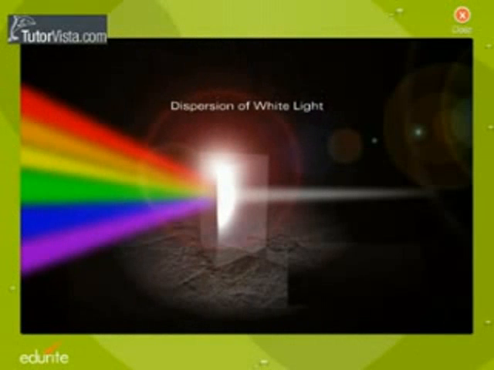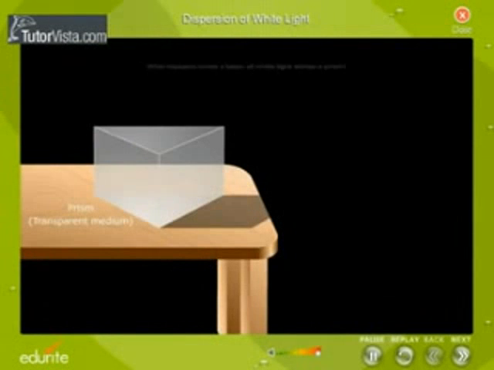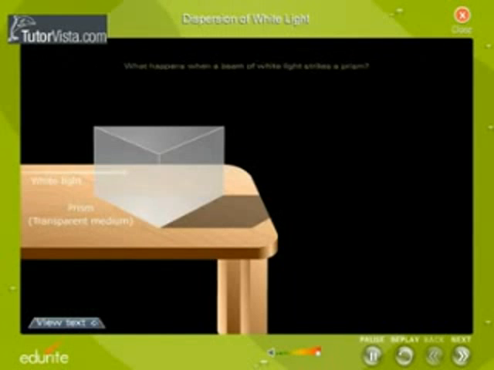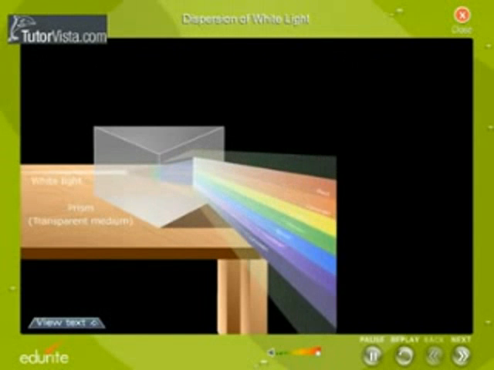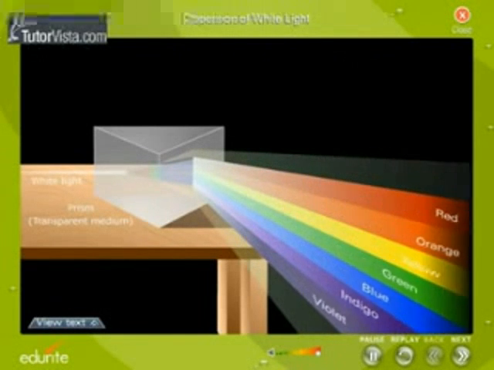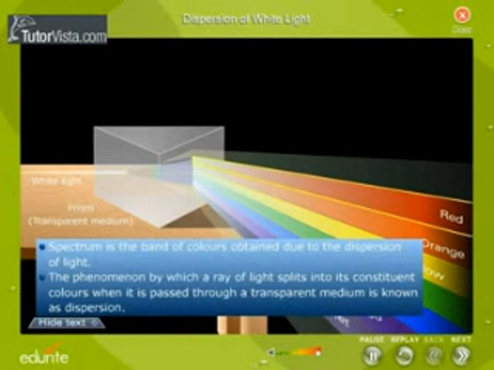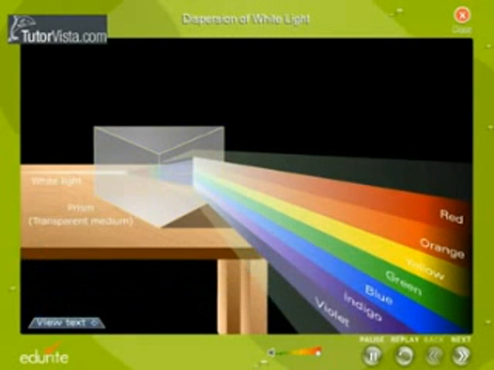Dispersion of white light. What happens when a beam of white light strikes a prism? When a narrow beam of ordinary white light is passed through a glass prism, different wavelengths travel through the glass at different frequencies and appear as a continuous broad band of different colors, called the spectrum. This phenomenon, by which a ray of light splits into its constituent colors when it is passed through a transparent medium, is known as dispersion.